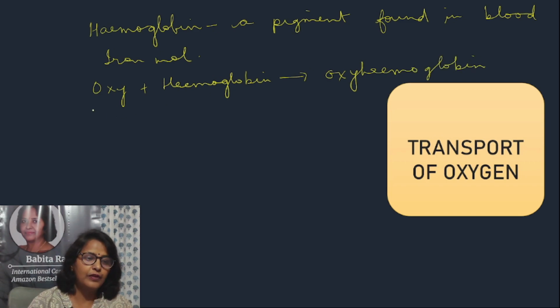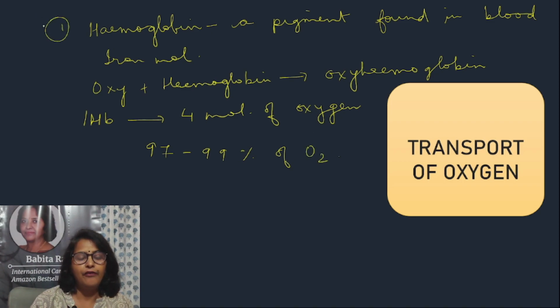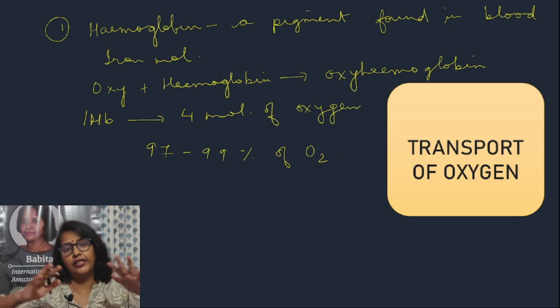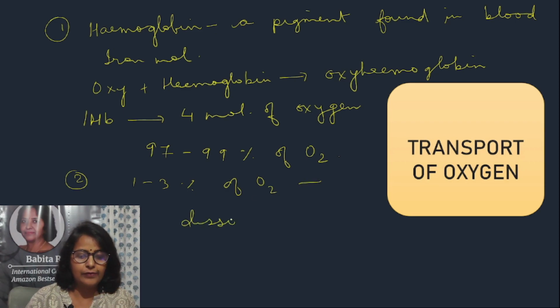One molecule of hemoglobin can carry 4 molecules of oxygen, and 97 to 99% of oxygen is transported when it combines with hemoglobin. So this is the importance of hemoglobin. All the oxygen is taken to different parts of the body with the help of hemoglobin. What about the remaining 1 to 3%? The remaining 1 to 3% of oxygen is transported dissolved in plasma.